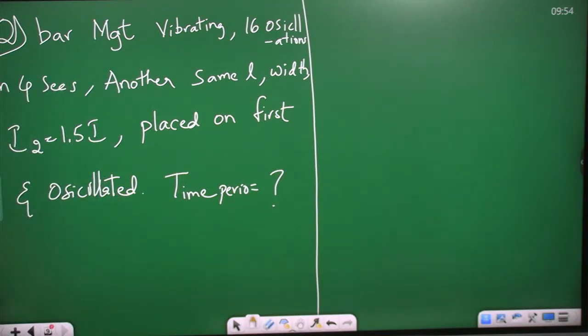See, the question is, a short bar magnet in a vibrating magnetometer makes 16 oscillations in 4 seconds. Another short magnet with the same length and width, having moment of inertia 1.5 times that of the first, is placed over the first magnet and oscillated. Neglect the induced magnetization and find the time period of the combination.